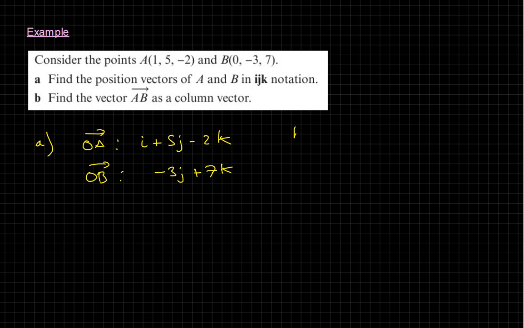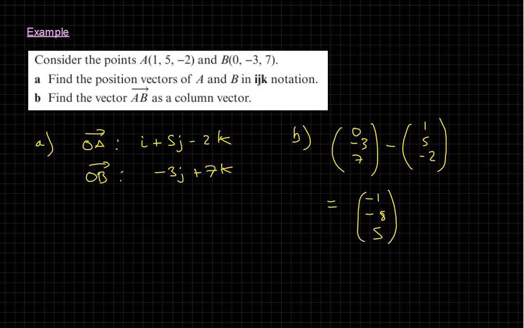And then part B, find the vector A to B as a column vector. That we should be fine with. That requires no additional information in terms of this lesson. I suppose it's good to just practice. Take your vector B, take your vector A, find the difference. The order matters in this case because we're going from A to B. So we're going to do B minus A, and we get minus 1, minus 8, and 5. Oh, sorry, not 5. That's 7 minus minus 2, and 9. Yeah, that makes more sense.